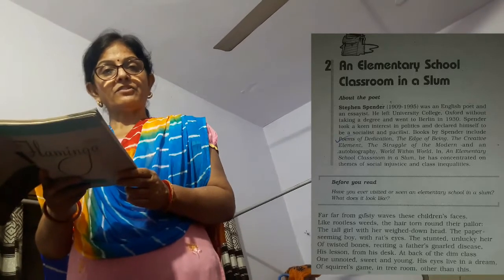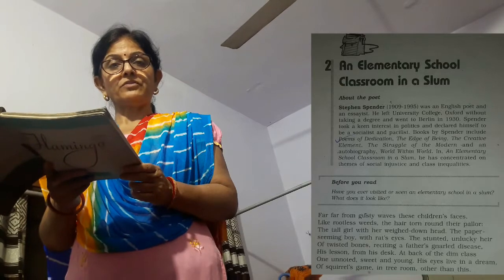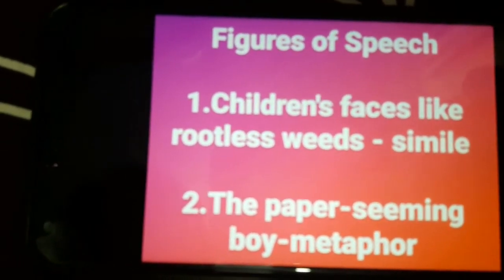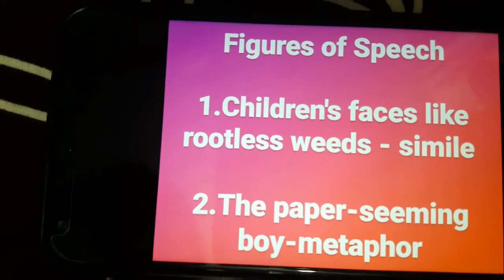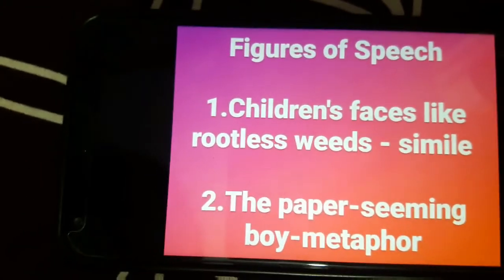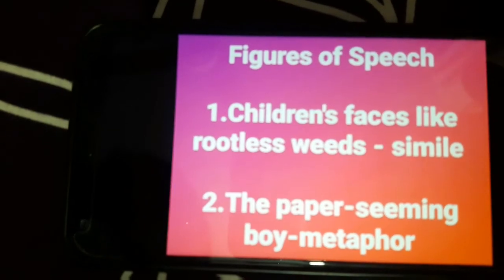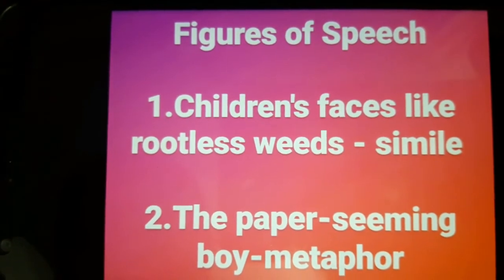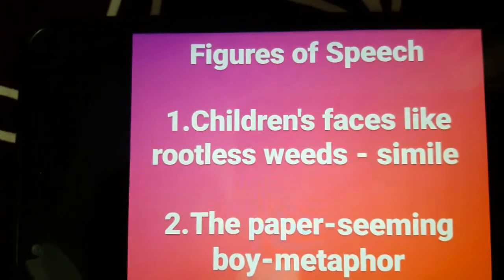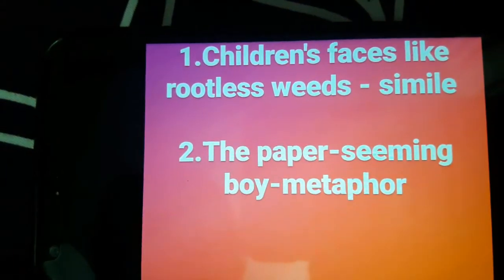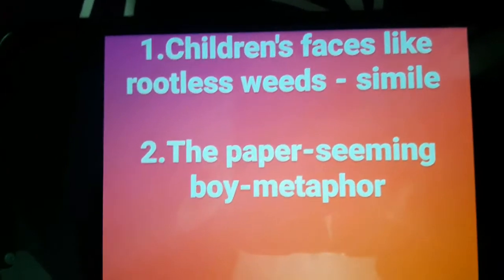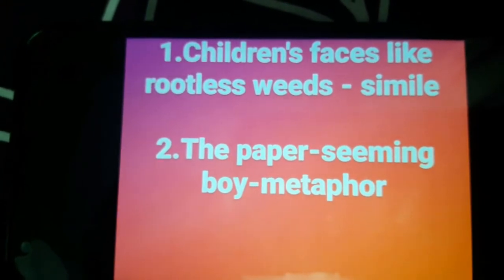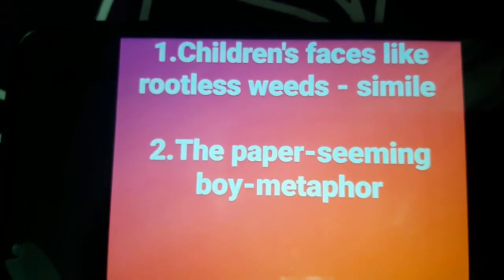So now let's talk about some of the figures of speech used here. See the line. Children's faces like rootless weeds. Here, as I have told you earlier, there is comparison between rootless weeds and the hair which has scattered over the pale faces of children, and the word like is used. So this is simile, because simile is a figure of speech where two things, two persons are compared and the words like, as are used.